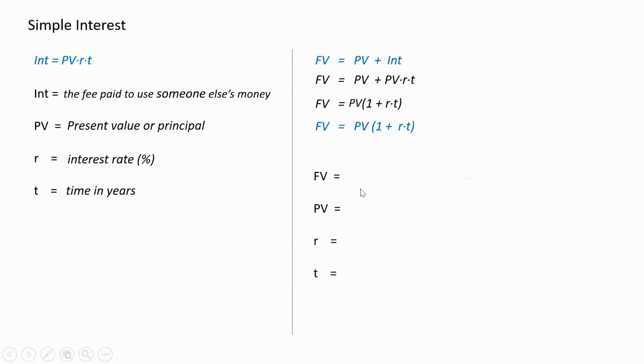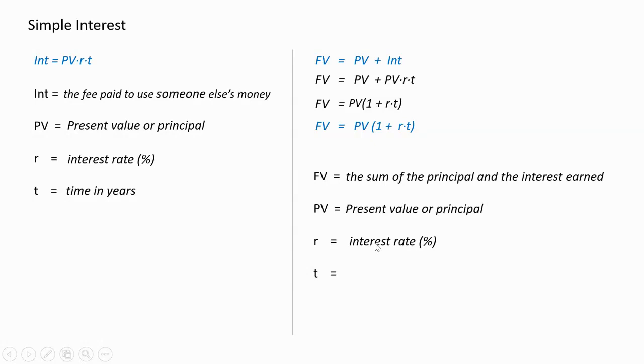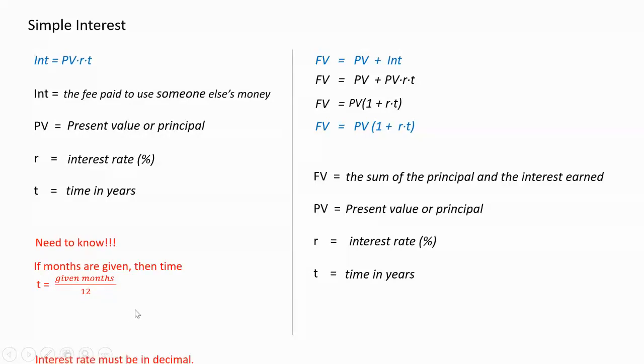So the FV stands for future value, the sum of the principal and the interest earned, which means the future value. The PV stands for present value or principal, and the R stands for the interest rate, and the T stands for time in years. So you need to know, if months are given, then the time will be given months divided by 12, because the time has to be in years.